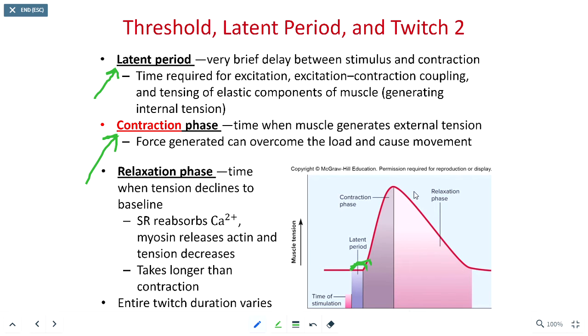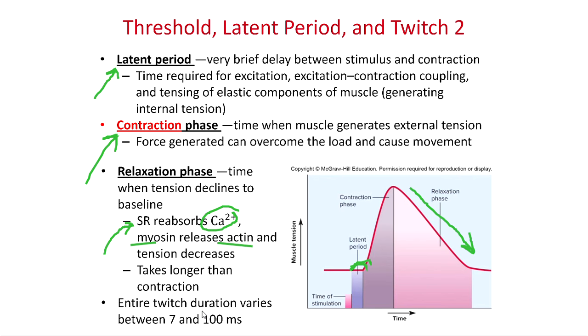And then finally, the relaxation phase is a little bit gentler because it's not going to be as actively pursued by our body. We don't need to relax our muscles very quickly. Contracting our muscles, being able to run away, is more important to do from a physiological perspective. So our sarcoplasmic reticulum slowly will absorb calcium ions against its concentration gradient using ATP. That causes myosin and actin to be released from each other, and then the muscle tension decreases.